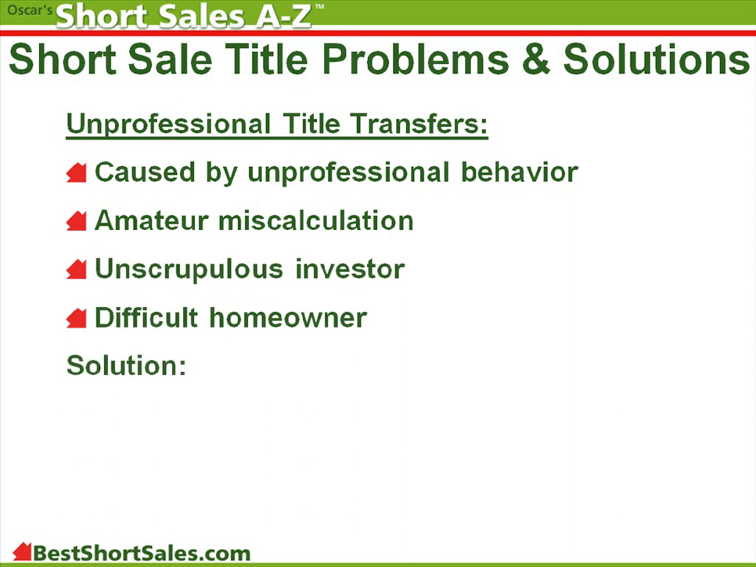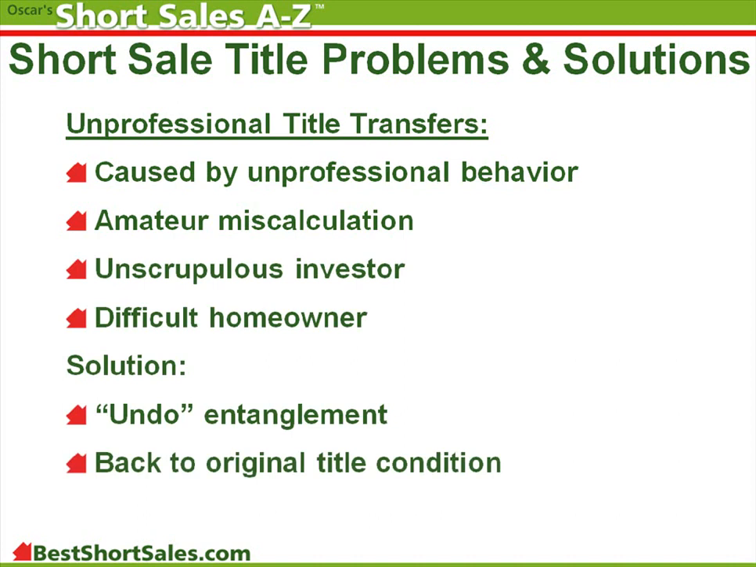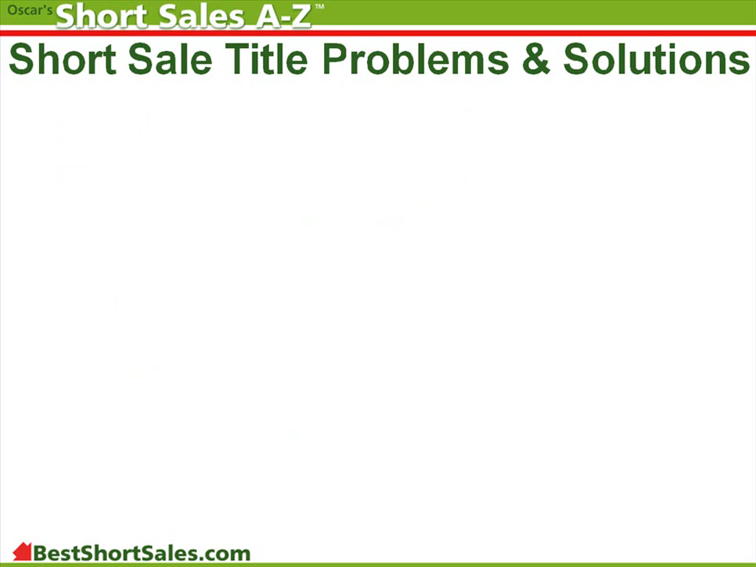The solution to this is to, if there is time, undo the entanglement. This means as much as possible to take title back to the original condition, then start the short sale. If there is less than 100% cooperation, do a different project.